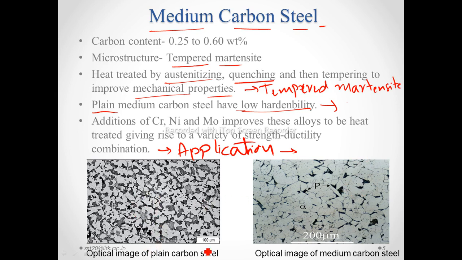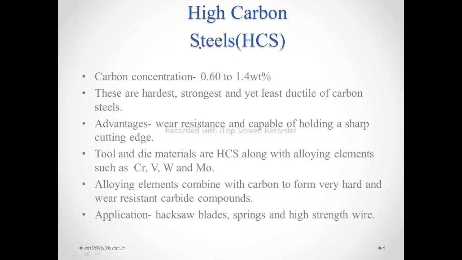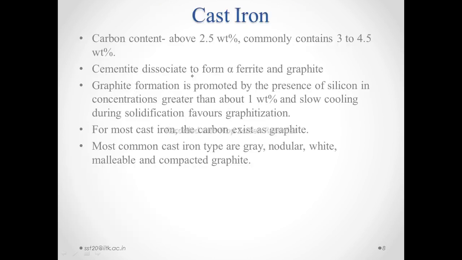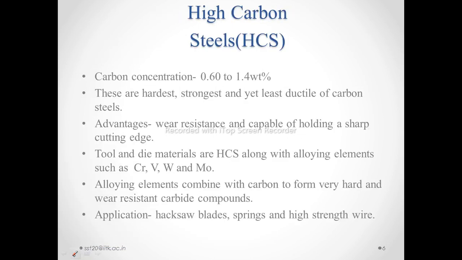This is the microstructure of a plain carbon steel, which was explained in the previous slide, and this is the microstructure of the medium carbon steel. This is a pearlitic structure, and this is alpha ferrite. Both are present, along with the tempered martensite. So the final classification of steel is high carbon steel. Till now we have seen low carbon steel and medium carbon steel. Now the turn is high carbon steel.